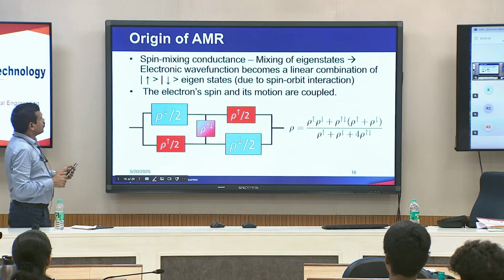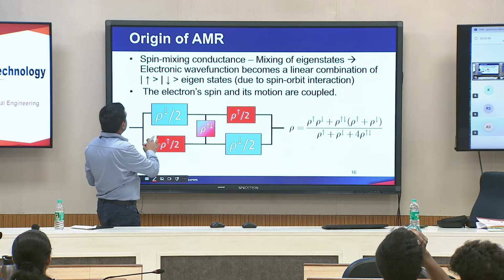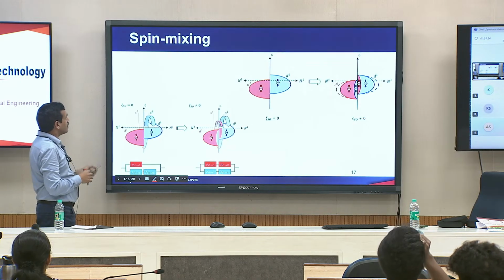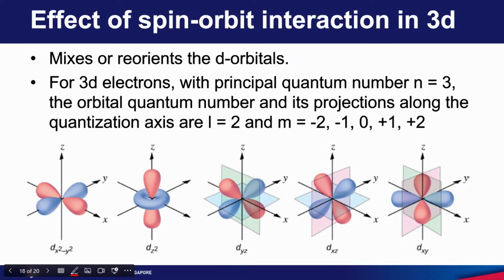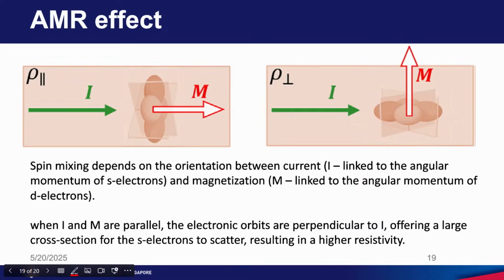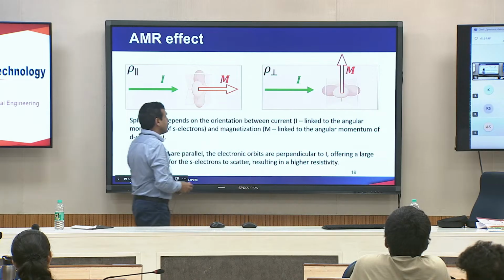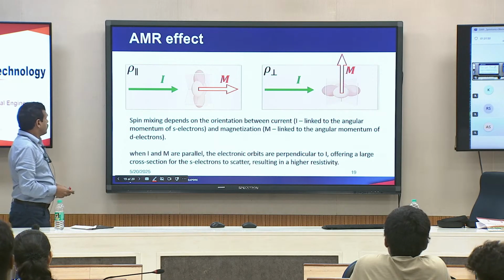The origin of anisotropic magnetoresistance I am not very clear about, but they say that it is caused by spin mixing conductance and spin orbit coupling. But the simple picture that you can use for understanding the AMR effect is that the s, d orbitals have a certain orientation with respect to the current, for magnetization parallel to and magnetization perpendicular to the current configuration. Okay.